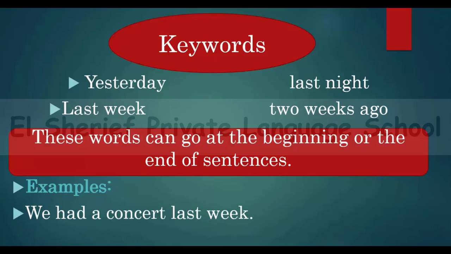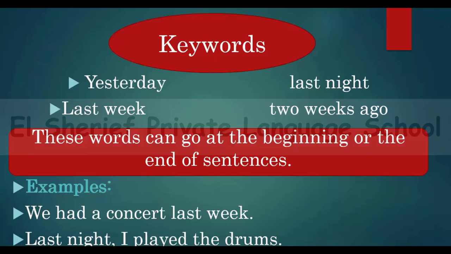For example, we had a concert last week. We end the sentence with last week, at the end of the sentence. Last night I played the drums. In this example, we start with last night. So we can use these keywords at the beginning or at the end of the sentence. Again, we had a concert last week. Last night I played the drums.